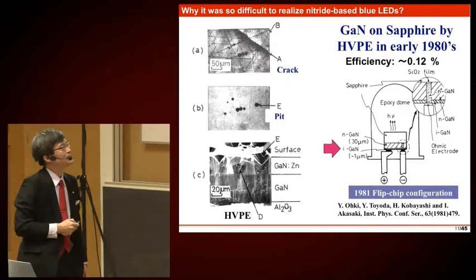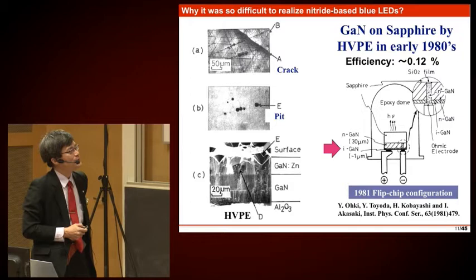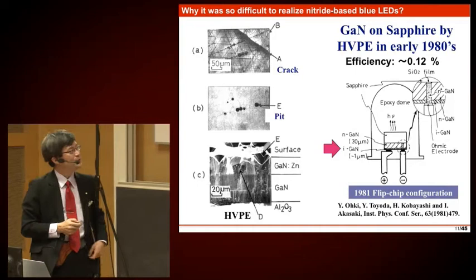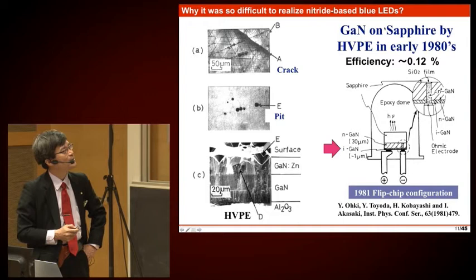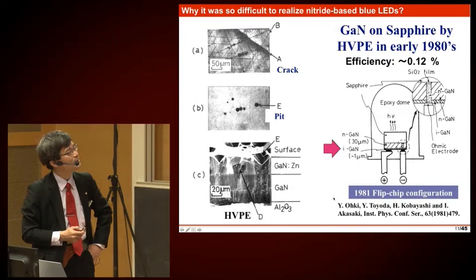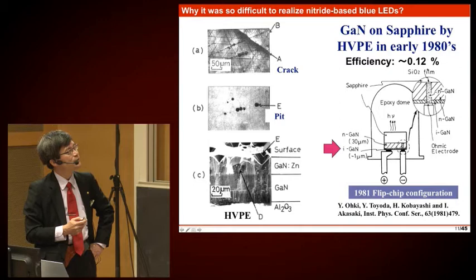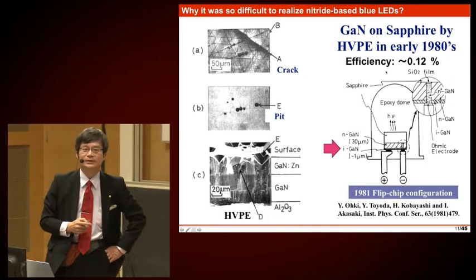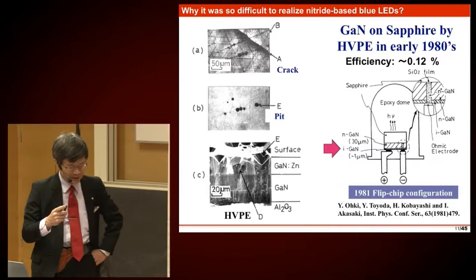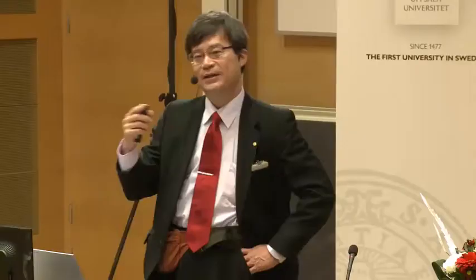So in the 1980s, Japanese groups headed by Professor Akasaki also tried to commercialize the MIS type LEDs. This is the Japanese company's LEDs using the Pankove type structures. The efficiency reached 0.1%. But very unfortunately, the company, Matsushita Research Institute, now Panasonic, quit the program.